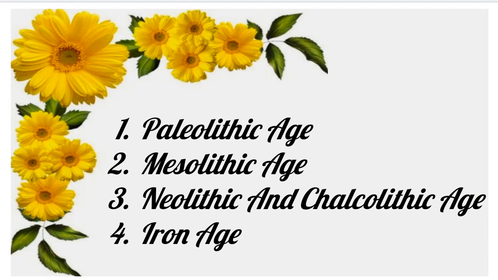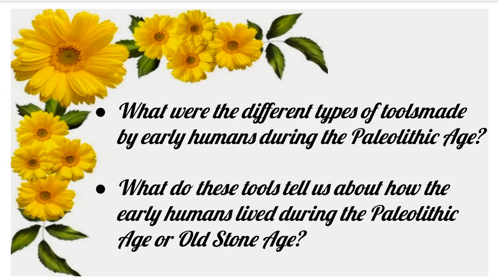These four parts are 1. Paleolithic age, 2. Mesolithic age, 3. Neolithic and Chalcolithic age. You will also hear it called Calcolithic age; you will find both pronunciations in different places, Chalcolithic and Calcolithic. And number 4, Iron Age. So, first we will discuss the Paleolithic Age.